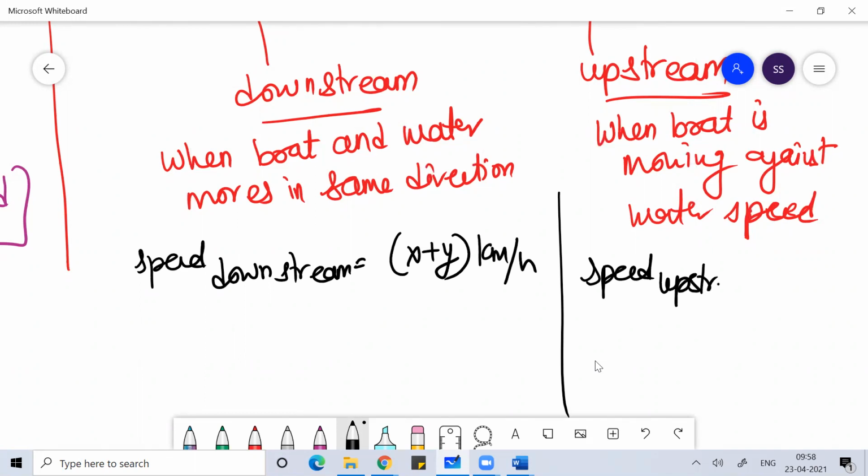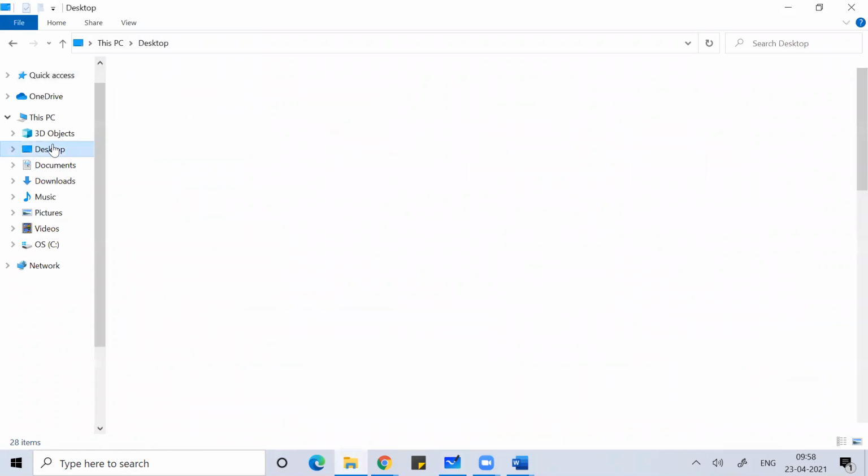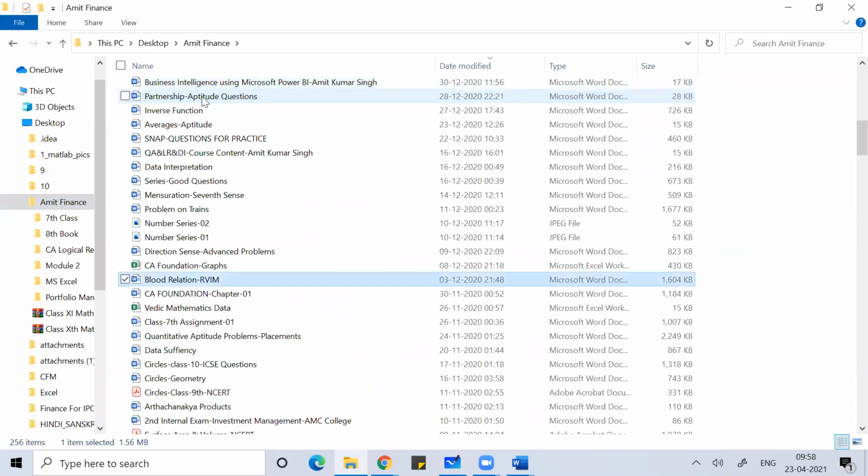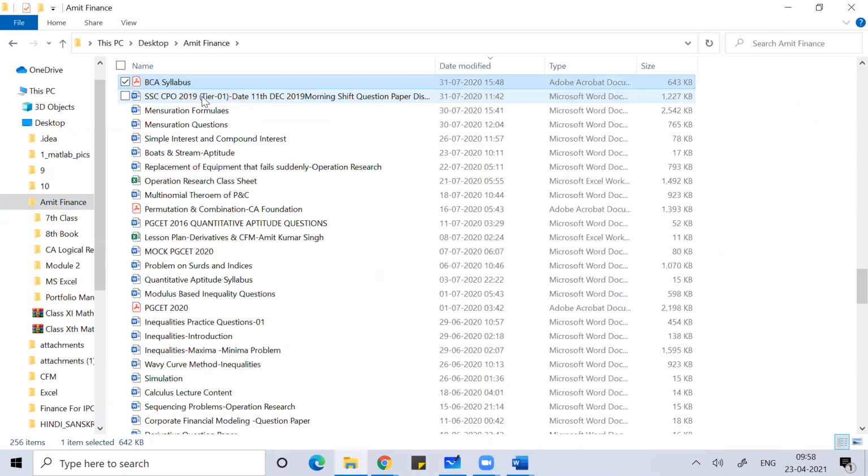While your speed in upstream will be x minus y kilometers per hour, because here the water is moving against the boat. If the boat wants to move against that, then the boat should move at a higher speed than the water. That is what we study in upstream. Based on this, you get a lot of problems in the exam to solve, and you can use the concept of boats and stream to solve these questions.